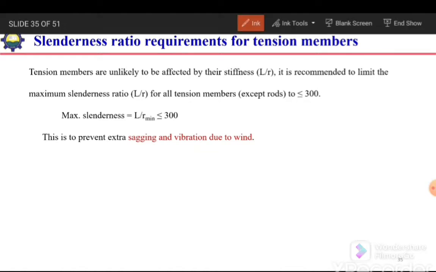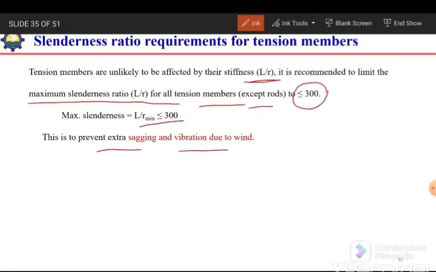Okay, next is slenderness ratio requirement for tension members. Tension members are unlikely to be affected by their stiffness or by their slenderness ratio. It is recommended to limit the maximum slenderness ratio for all tension members except rods to less than 300. So the slenderness ratio should be less than 300 in case of tension members, and this limitation is actually used to avoid or to prevent the extra sagging or vibration due to wind.